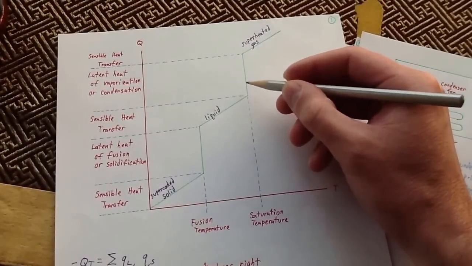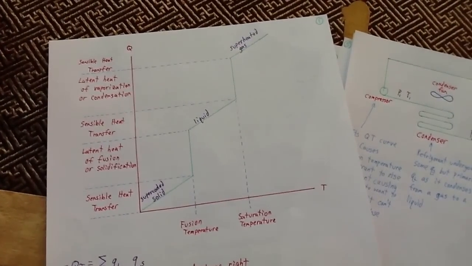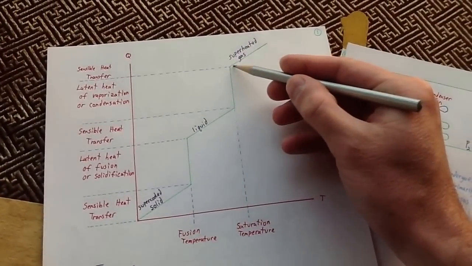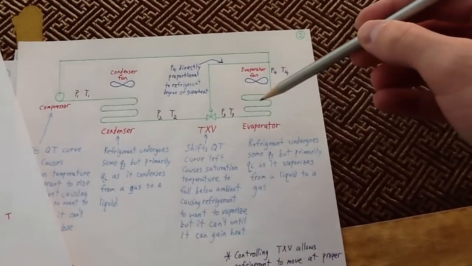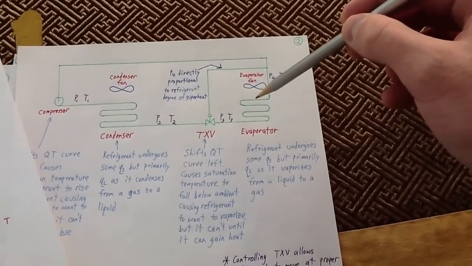As you go through the evaporator, it's going to turn right around and go back upwards and go through the latent heat of vaporization until it's in a very slightly superheated state. That's what's going to happen in the evaporator. So this is actually your refrigerated area.